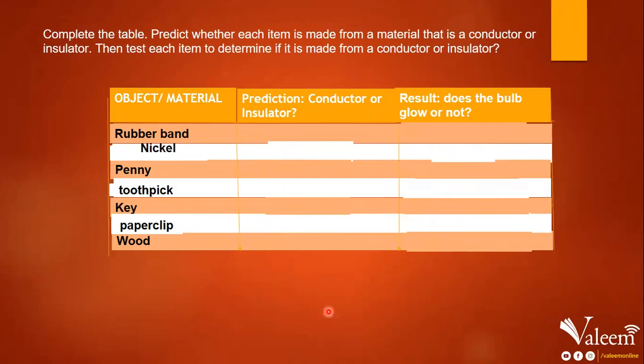So here is the table for you. Complete the table. Predict whether each item is made from a material that is a conductor or insulator. Then test each item to determine if it is made from a conductor or insulator.